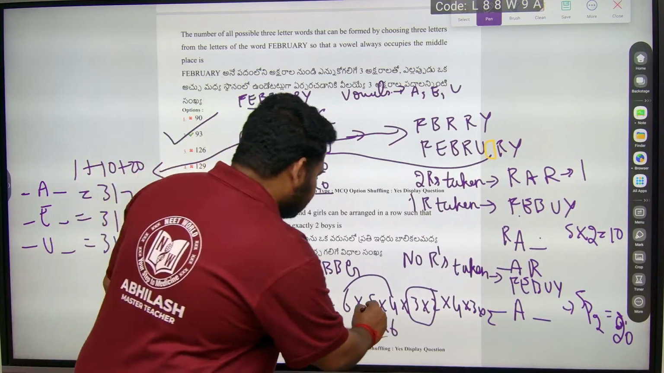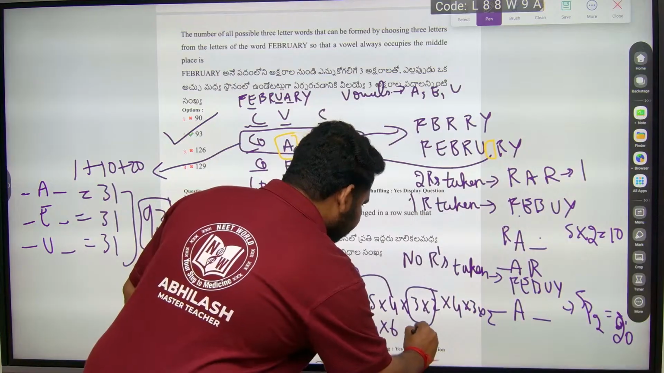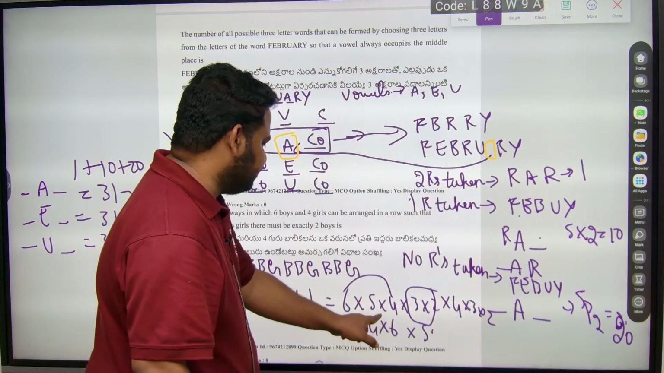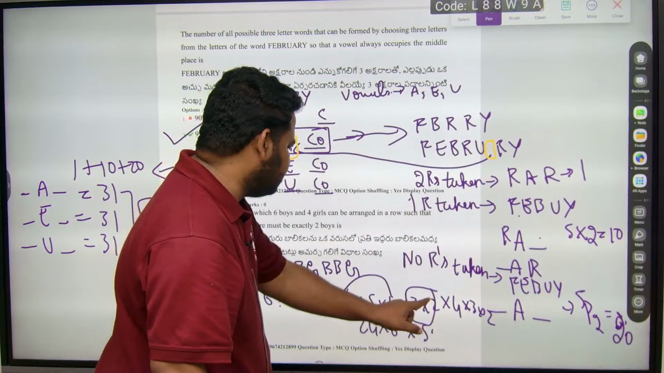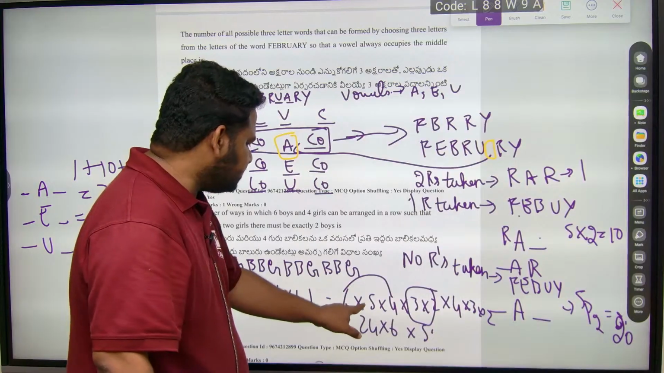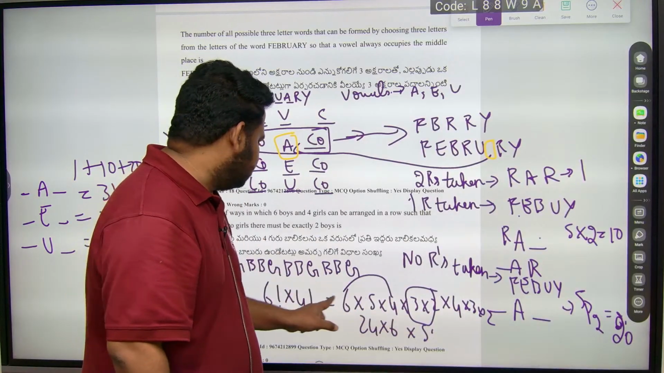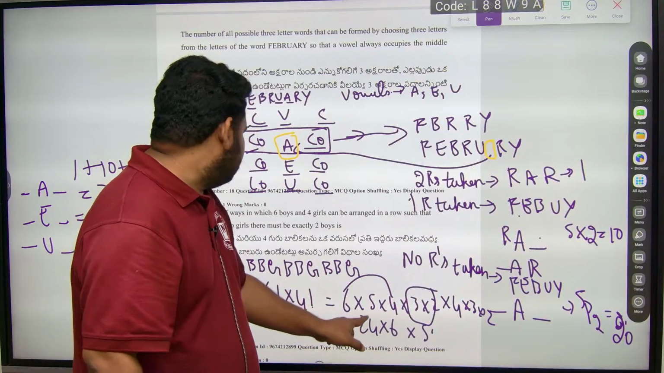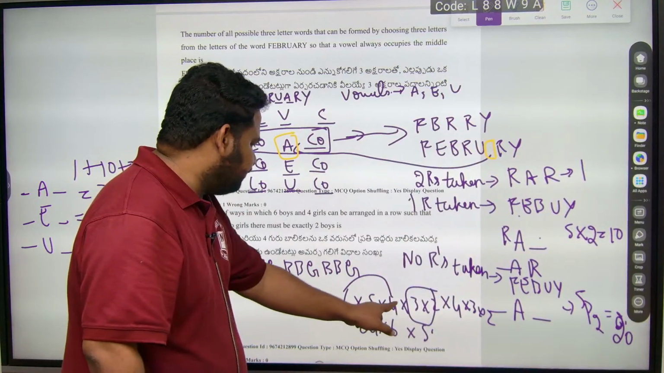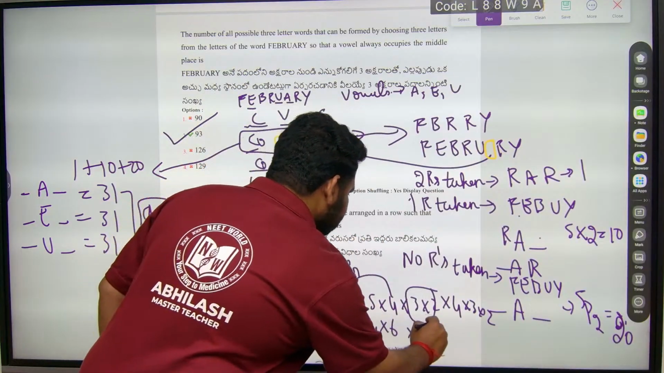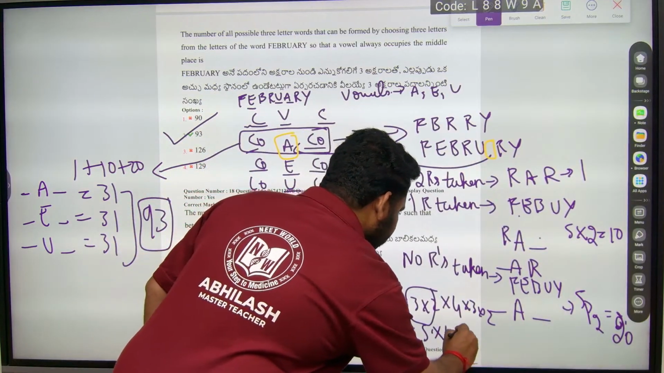Now what is left? 5 into 4 into 3. 24 into 6 is 144. So this is 6 into 5 into 4 into 3, and with 4 factorial ways, 4 into 3 into 2, what we have now is 5 into 4 into 3 into 2. 6 into 4 is done. Now we have 5 into 4 into 3 into 2.